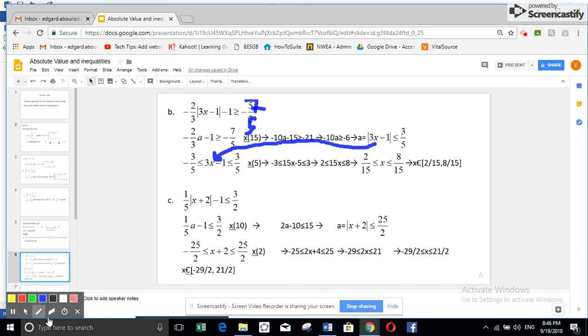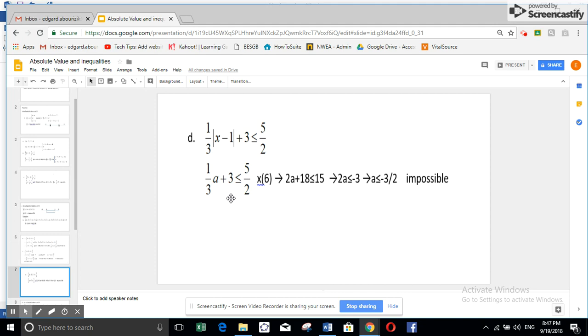If you take example part C, 1 over 5 absolute value, let us name it by a, as we said, minus 1 less or equal to 3 over 2. The least common multiple in the denominator is 10. I multiply by 10. 10 over 5 is 2, 2a. 10 times 1 is 10, less or equal to 15, because 10 over 2 is 5. So a, which is the absolute value, less or equal to 25 over 2. The same story, what's in the middle, x plus 2, between negative of that number and positive. And you continue the process by multiplying by 2, then minus 4, as you all know. Then you divide by 2 all sides, you get that expression.